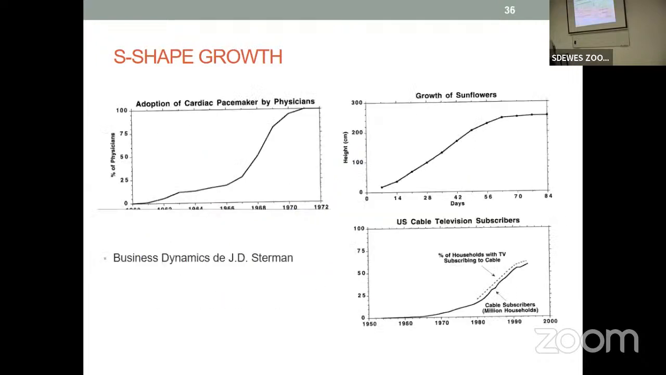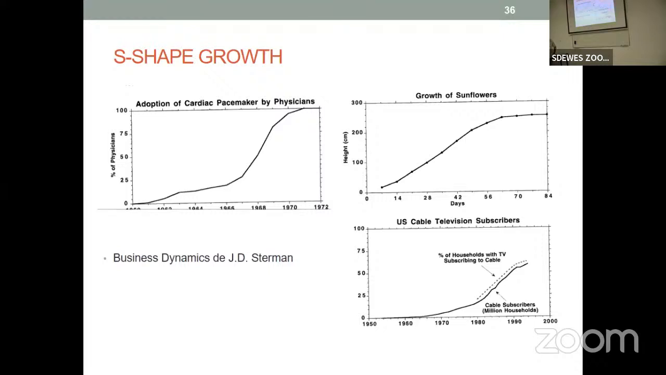So finally, another example of this: the growth of sunflowers. It's a completely different case. At the beginning, slowly, and then quickly, more or less, and then slowly again, and then it reaches a value.